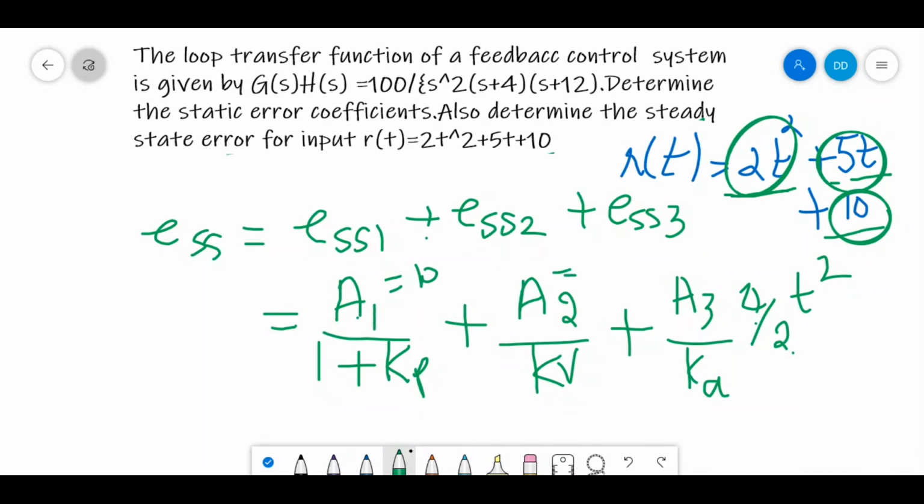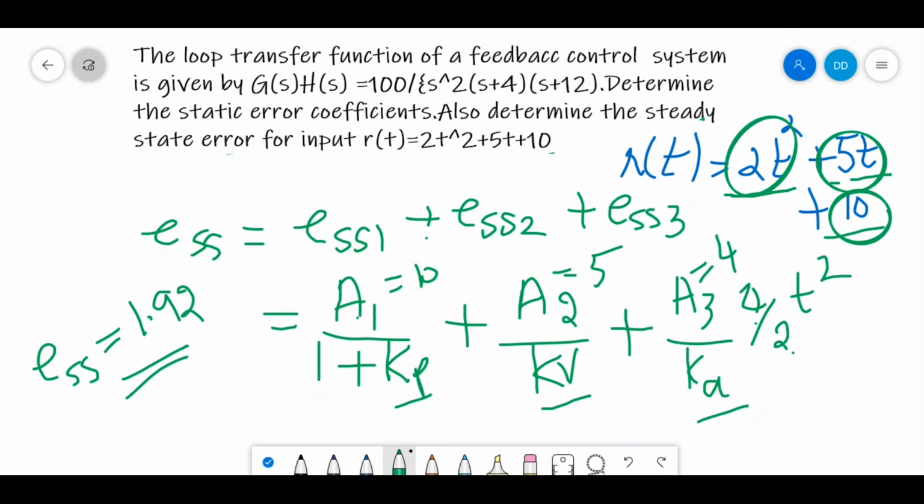We need to substitute A1 as 10, A2 as 5, A3 as 4, and substituting the values of Kp as infinity, Kv as infinity, and Ka as 100 by 48, we get the value of ESS equal to 1.92. So our total steady state error due to the input applied is equal to 1.92.